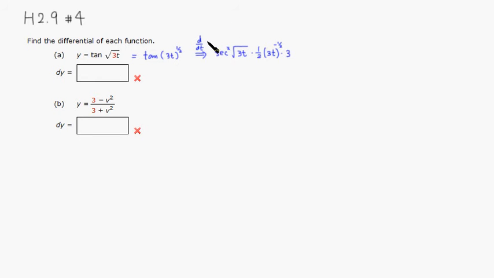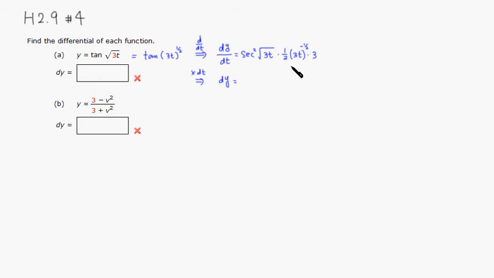So let's see. I have to put the dy here. Maybe I should do this. I'm going to move this and give a little bit more room. So this is dy over dt. Then you just have to multiply both sides by dt, so dy, which is what we're looking for.